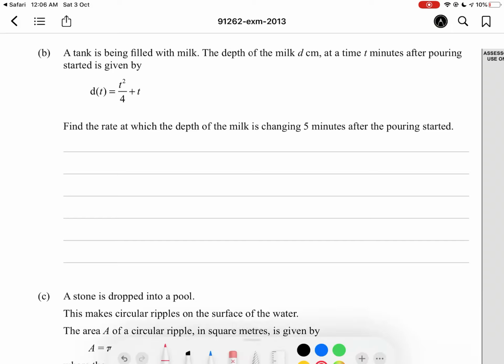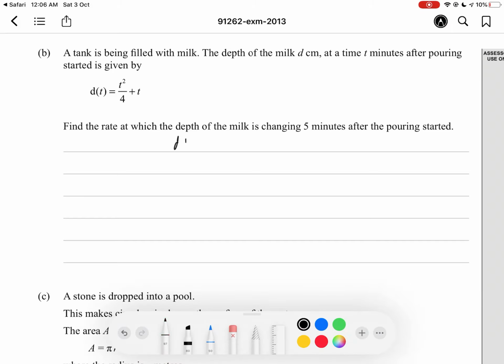So rate of change, once again, we're going to differentiate, okay? So therefore, d dash of t equals 2t over 4 plus 1. So 2t over 4 plus 1. So d dash of t equals t over 2 plus 1.